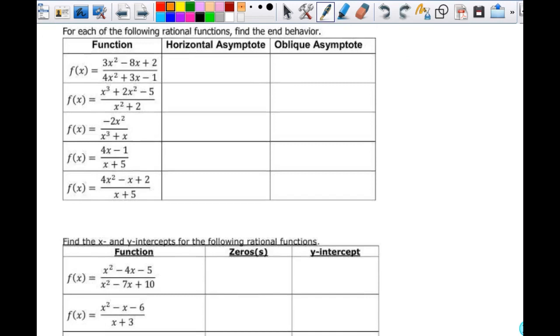All right, so next part says, for each of the following rational functions, find the end behavior. So I'm just looking for the horizontal and oblique asymptotes here. I do not have to factor this. I mean, you can, but you totally don't need to. We are just looking at degrees. So this is tied in degree, which means I have a horizontal asymptote at the ratio of the leading coefficients, which would be 3/4. And so this will be none here.